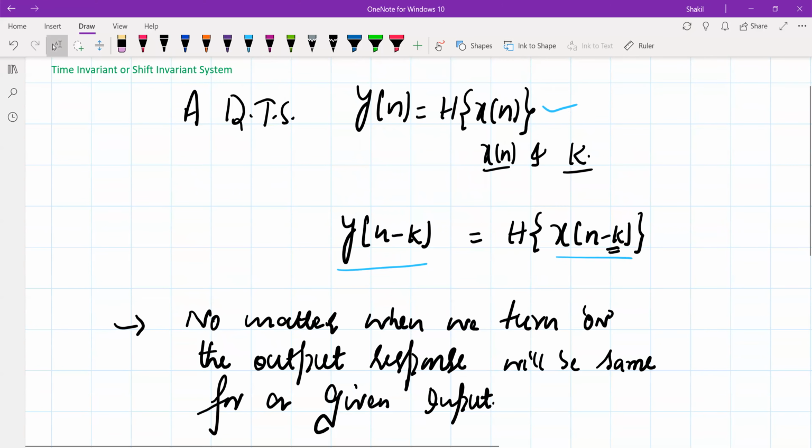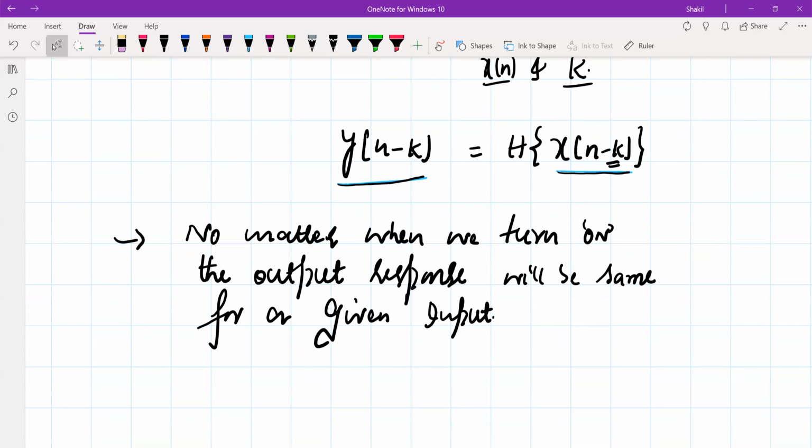Mathematically, you can write it like this. So if you delay the input by some amount, and the identical shift results in the output, then that system is referred to as a time invariant or shift invariant system. In other words, no matter when you kick this system or turn on the system, the response for a given input will always be the same.